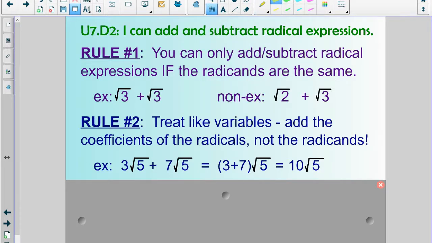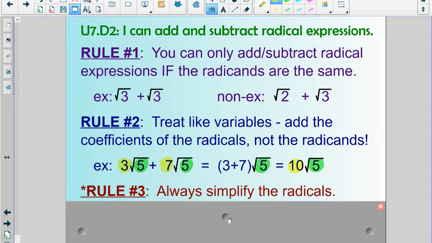Rule number 2 also explains how we add those together. Just like with variables, we add the coefficients, but we leave the variable part the same. With radicals, we still add the coefficients, but we leave the radical part the same in our answer. All we're doing is adding together. In the example here, 3 plus 7 is 10. So 3 square root of 5 plus 7 square root of 5 is equal to 10 square root of 5.